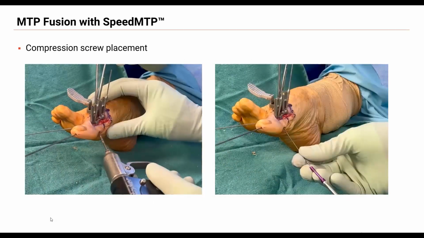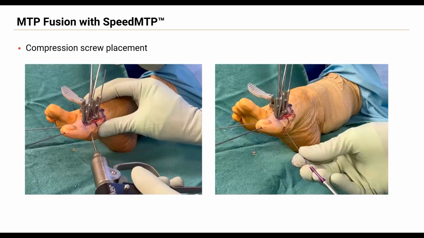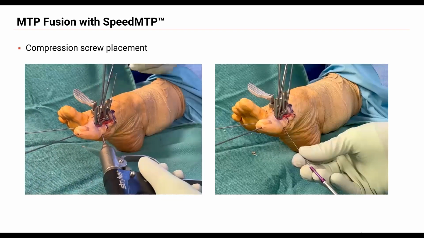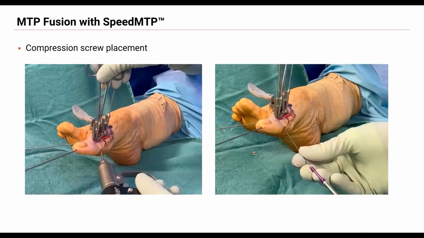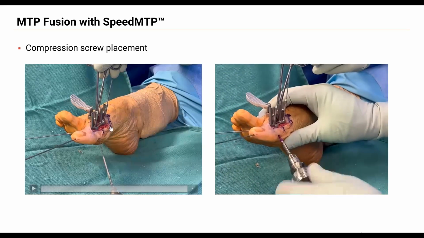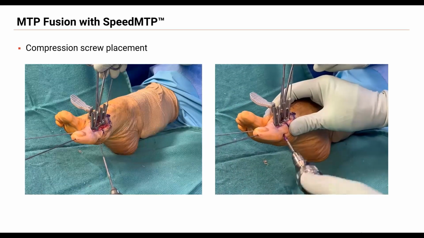And so you see that here, so I'm just going to drop that in, drill that. Everything's held in place. If I had a provisional wire that's in the way, I can remove it because inside the Speed MTP guide, I have 2 threaded pins that are holding it in place as well. And then next, just move it forward, then the screw goes in.